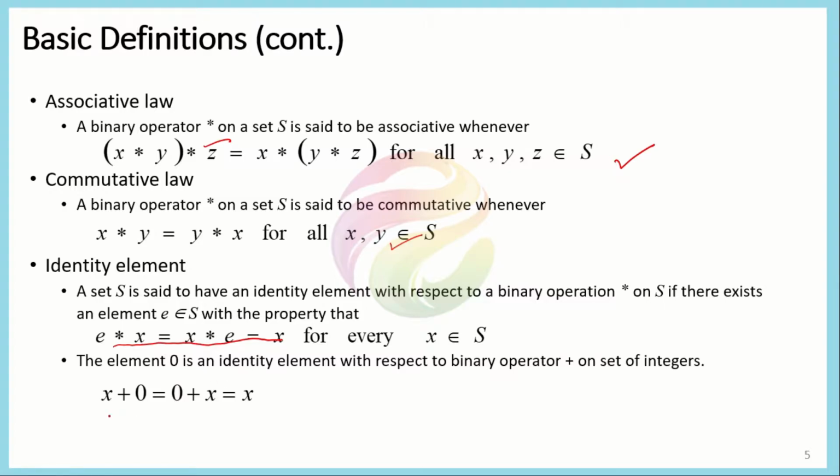So for example, let's say that the element 0 is an identity element with respect to the binary operator plus, because if you take any number x which belongs to the set of integers, and you add a 0 to it, it will always result in x. So in this case, for the set of integers with the binary operator plus, the identity element E is 0. We have to make sure that if this equation is true, then this element will be called an identity element.